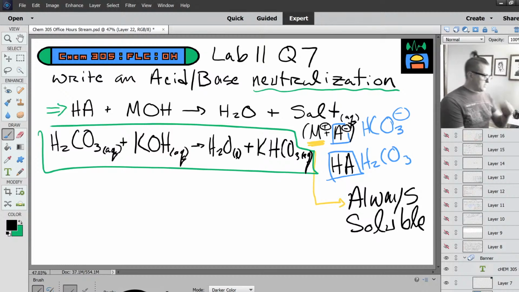All right, that was a good parade into Lab 11, dealing with buffers, dealing with Bronsted acids and bases.